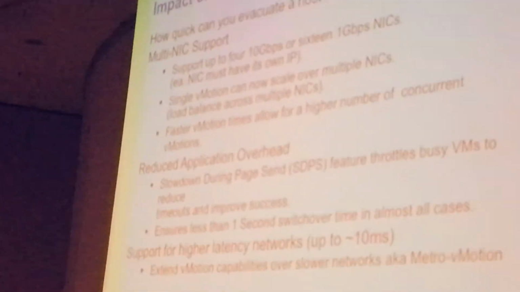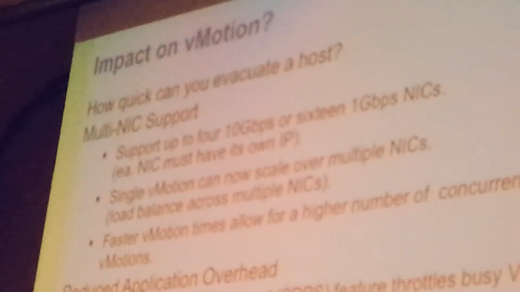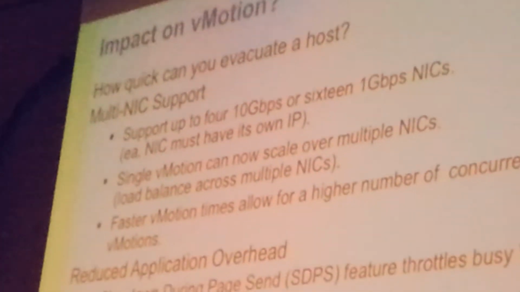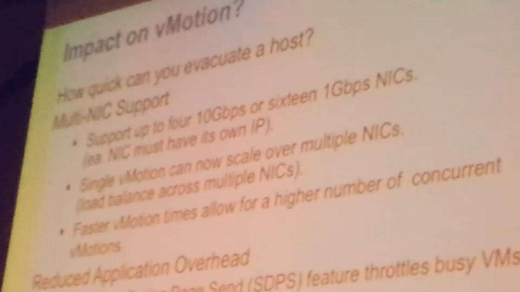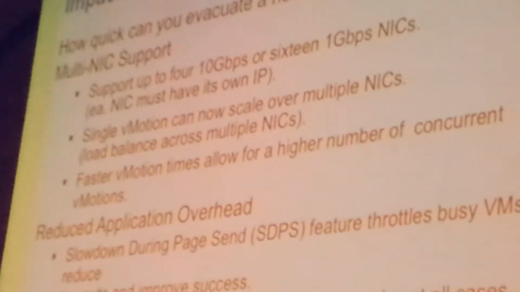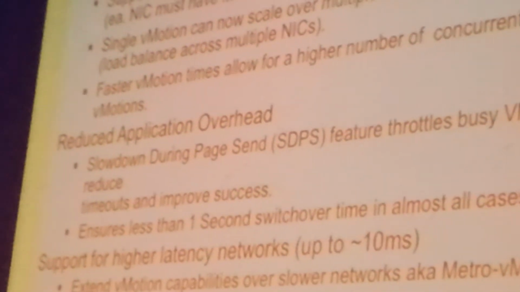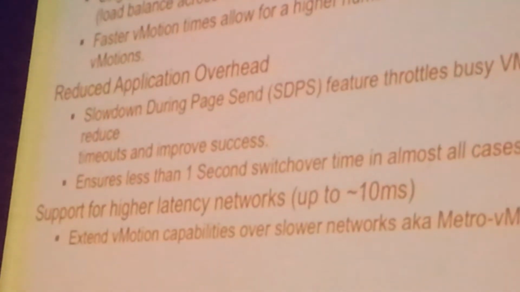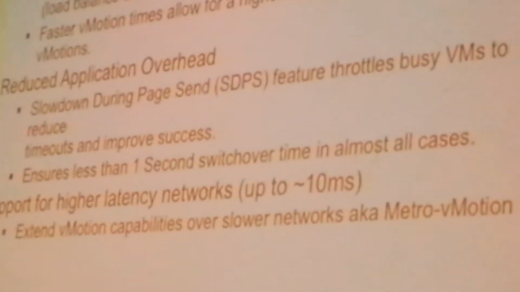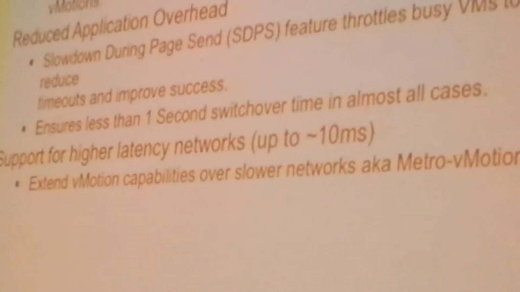I guess the good news is, with vSphere 5.0 and 5.1, we made a lot of changes to vMotion itself. So you can have multiple NICs for vMotion, for instance, even multiple 10-gig NICs. This has reduced the time it takes to migrate virtual machines significantly. The other cool thing in vSphere 5.0 and 5.1, in my opinion, is what we call SDPS, slow down during page send. So what if you have multiple sites and the VM needs to be migrated, but there's a significant amount of latency on the connection between those sites?